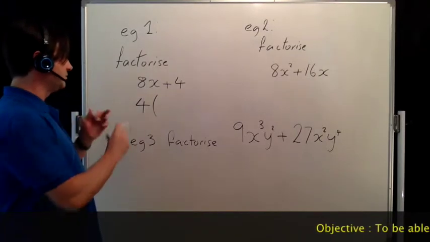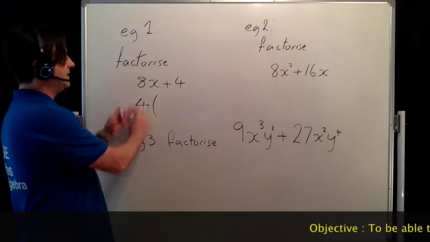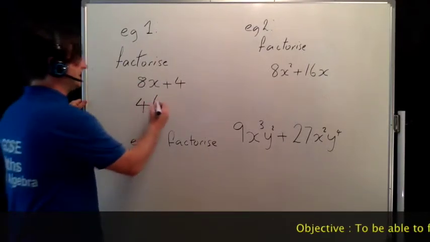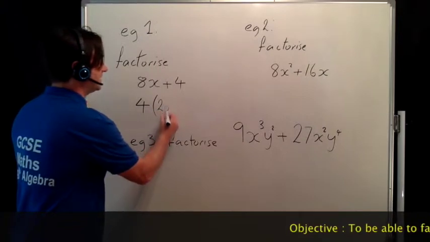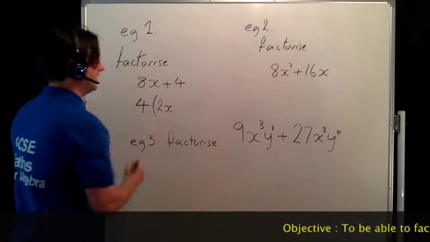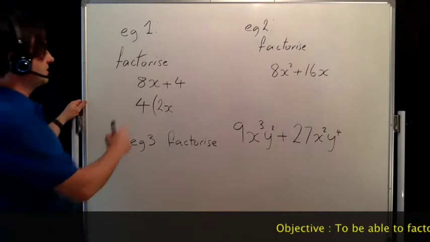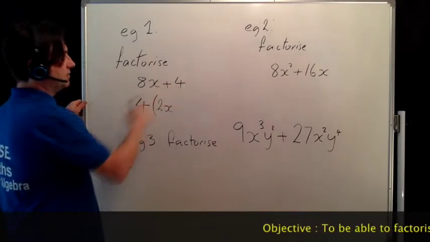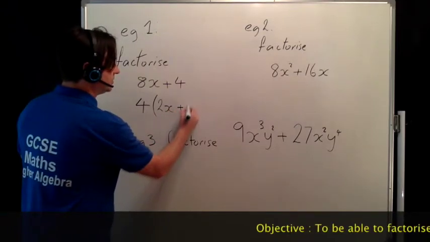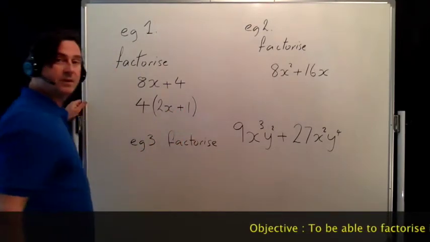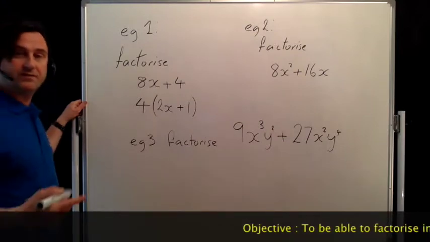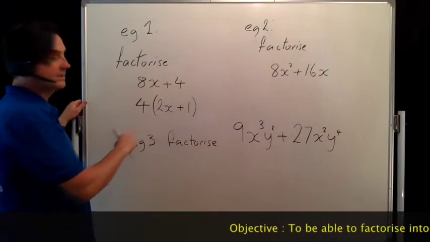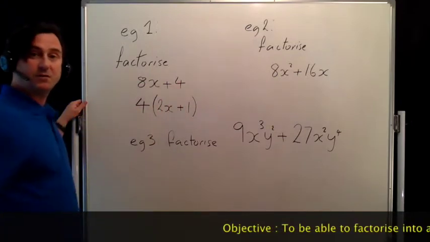Then we need to say to ourselves, what do we need to multiply the 4 by to get us to 8x? Well, 4 times 2x gives us 8x, so we write 2x inside the first part. You've then got to say, what do I need to multiply the 4 by to get me to 4? Well, 4 times 1 gives me 4, so I just write plus 1. Always check to see that you've factorised it correctly by expanding that bracket. 4 times 2x is 8x, and 4 times 1 gives me 4.